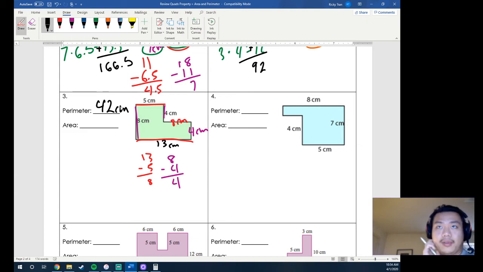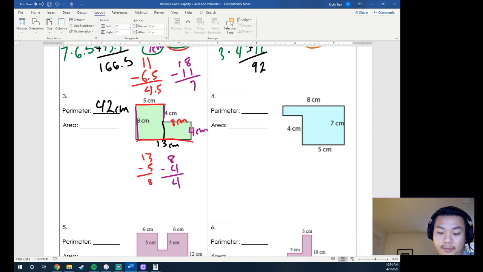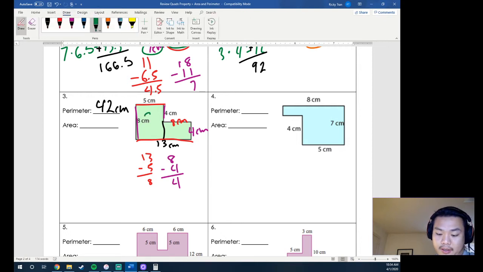Okay, so for area, we're gonna split the shape. Let's split it right here. Not a great line. Split the shape right here. Oh my gosh, I can't draw straight lines today. Let's do it. There we go. Okay, so we need this area and this area.